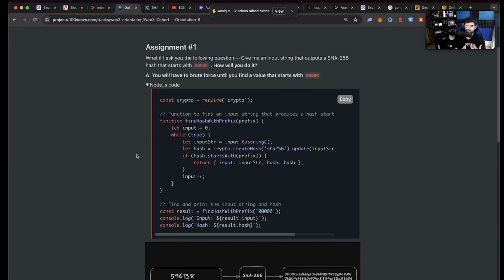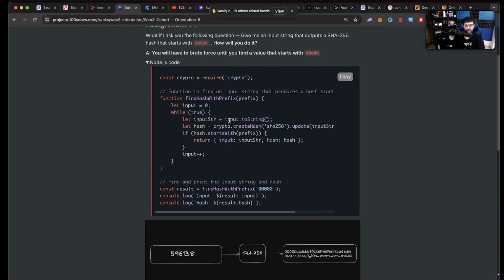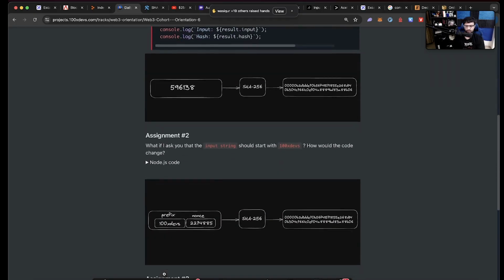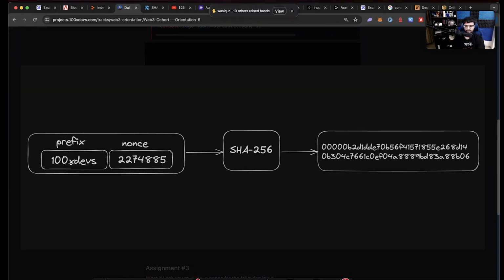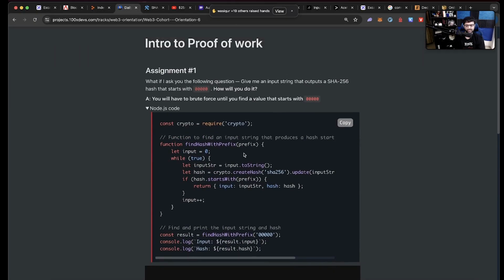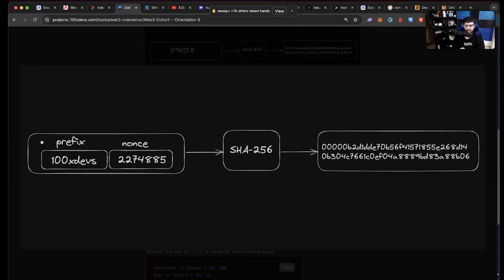Can you figure out what change we need to make here? It's fairly obvious, right? In this line of code, rather than sending input, I have to start it with 100x devs and then add the input. I have to say 100x devs plus the input should output the nonce. So can I just change this line of code? The input string needs to be the nonce, the number that you're trying to iterate over, plus 100x devs, because we want the prefix to be 100x devs.